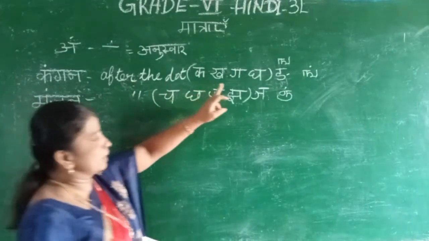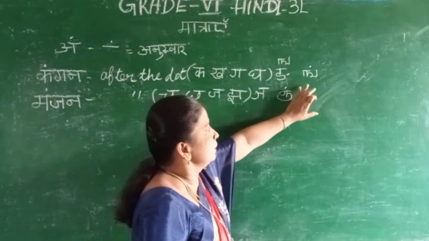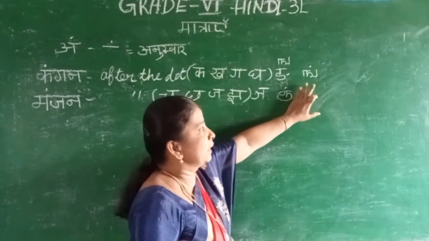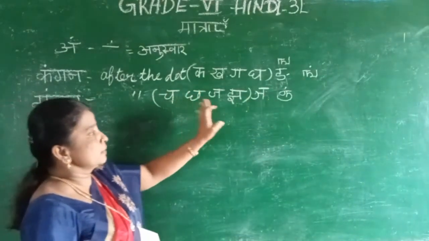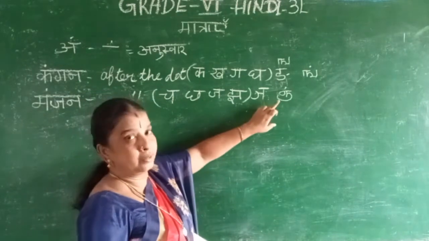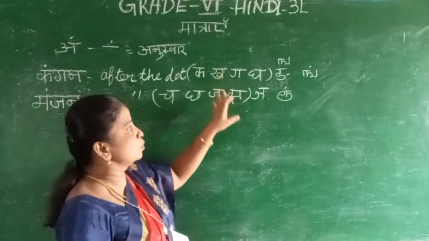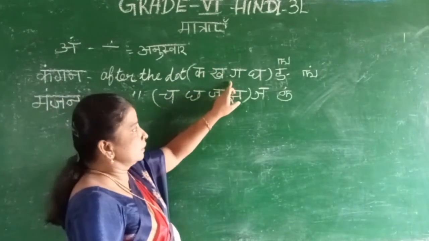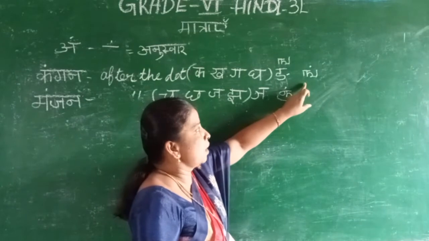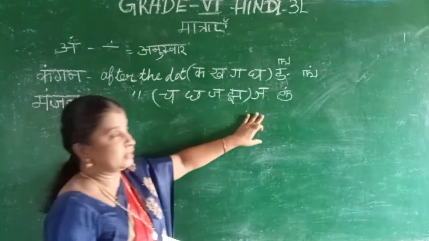In ka varga, that is the sound after the dot. We must pronounce the dotted letters as ing, only for ka varga. In cha varga, after the dot, the dotted letters are pronounced inj. This rule is only for ka varga and cha varga. Ka varga dotted letters should be pronounced ing, and cha varga inj.